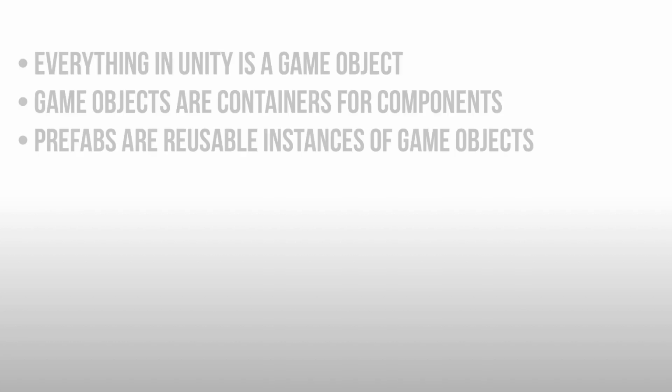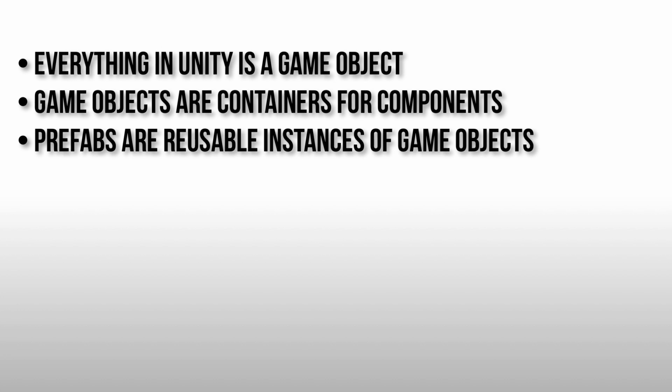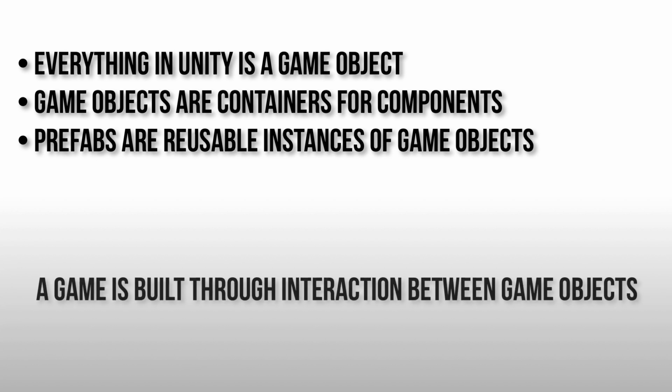Okay, so we covered quite a few things in that, but the main takeaway is, don't worry about all the things I was doing in the UI and all that kind of stuff. The main takeaway that I want you to get from this is that everything in Unity is a game object. Game objects are essentially just containers. You add components to a game object, and that is how you build your entire game.